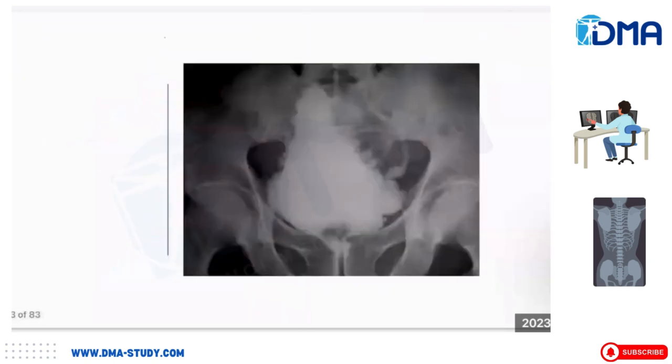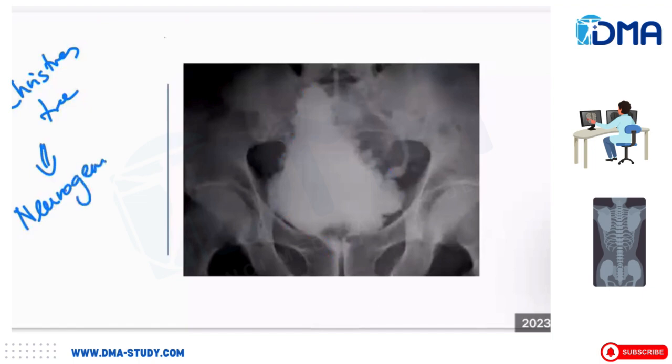Okay. What is the diagnosis? What does it look like? Looks like a Christmas tree. There you see Christmas tree bladder. Where do you see it? You see it in neurogenic bladder.